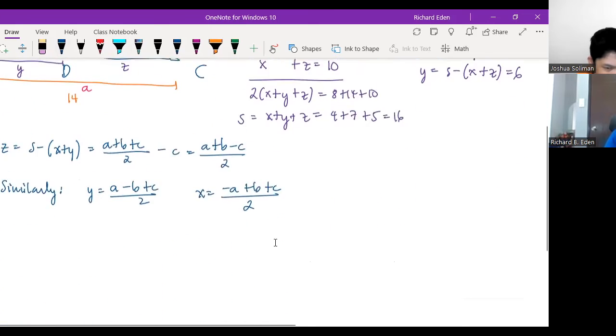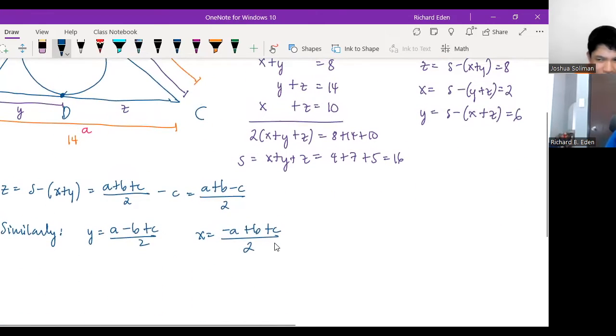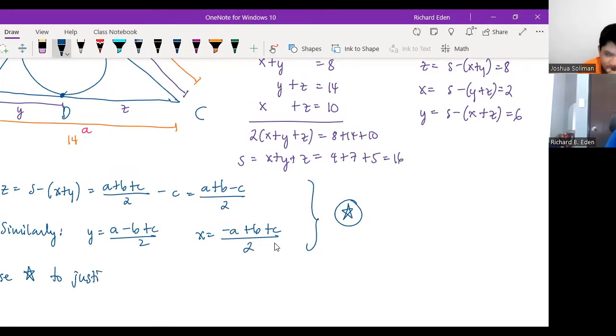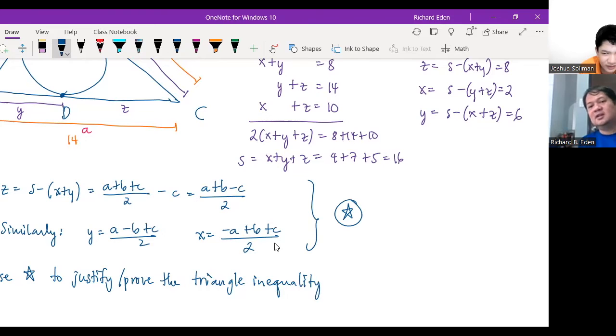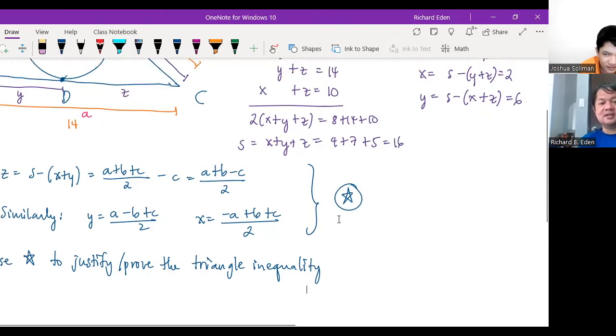Okay, use the equations in star to justify or prove the triangle inequality. Do you remember the triangle inequality? It's this basic inequality which says that if you take any two sides, their sum must be greater than the third side, and it's going to be strictly greater than the third side.